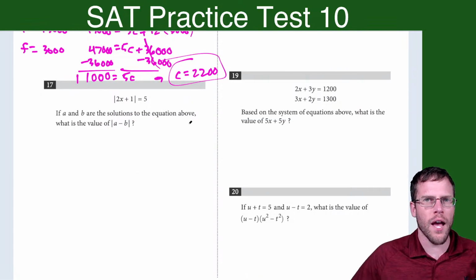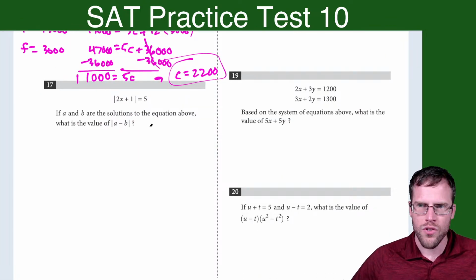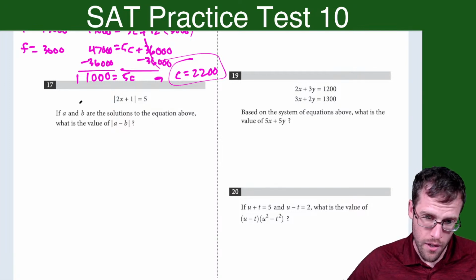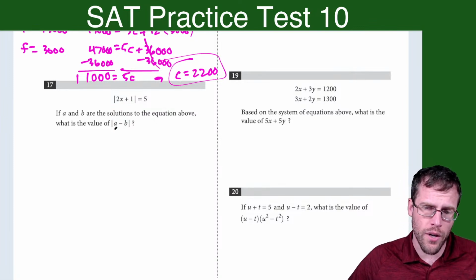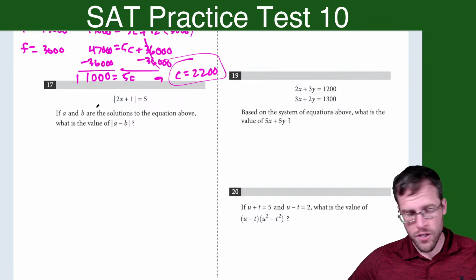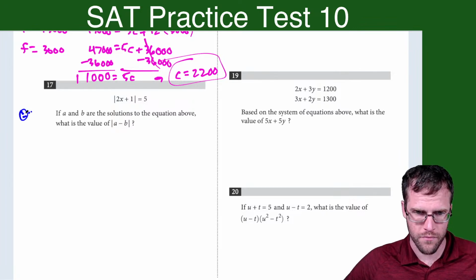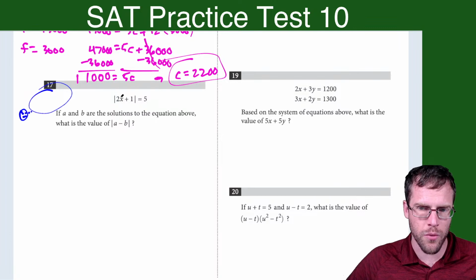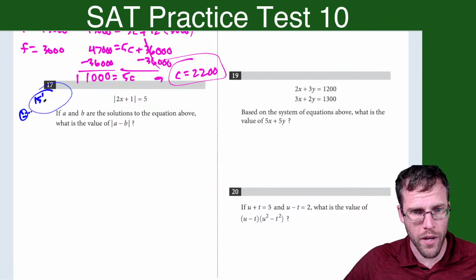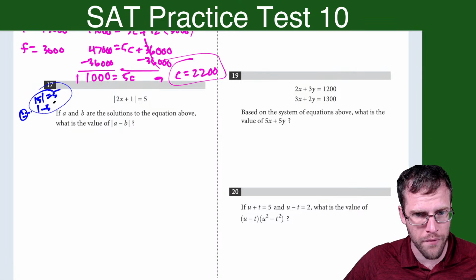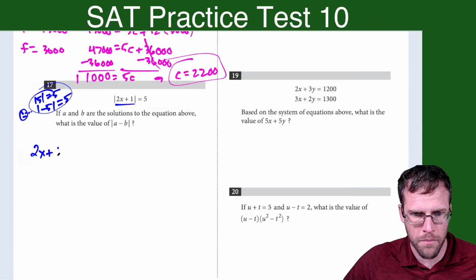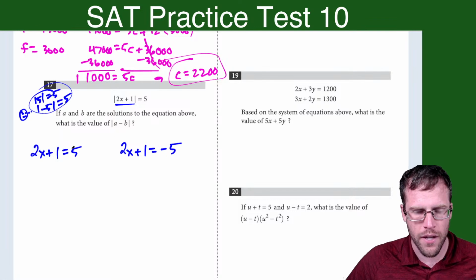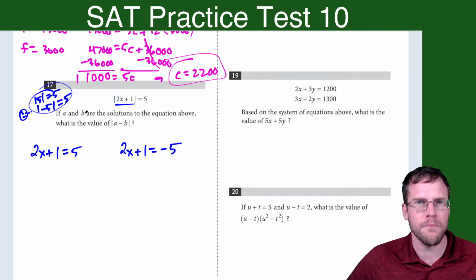All right, so this one here, absolute value equations. This is a nice question. We have A and B as solutions to the equations above. What is the value of absolute value A minus absolute value B? For this one, think: in which situation do we have the absolute value of something equals 5? Well, the absolute value of 5 equals 5, but the absolute value of negative 5 also equals 5. So the inside of the absolute value could be either 5 or negative 5. Now you solve both equations, and that's your A and B values.